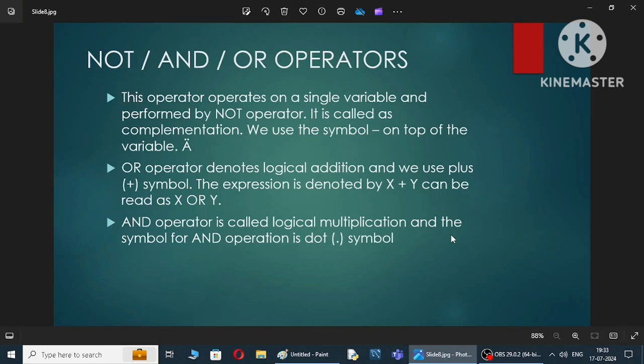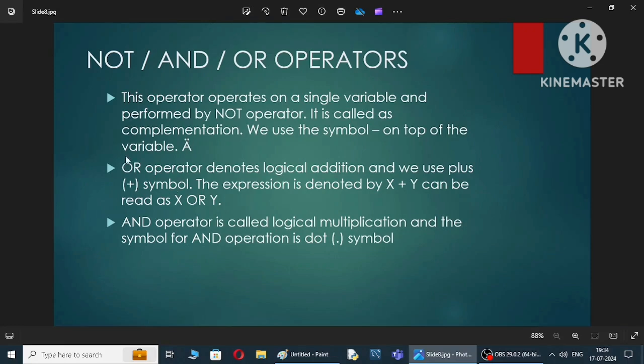So NOT gate is called complementation. Complement means opposite. So how is an opposite expressed? Suppose the input is A, then A dash, A bar, with the small line on top, is called its complement. So if the input is X, X bar is called the complement. So how does a NOT gate work? When we give an input, it gives the opposite output.